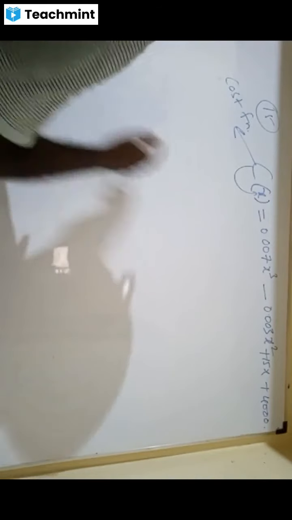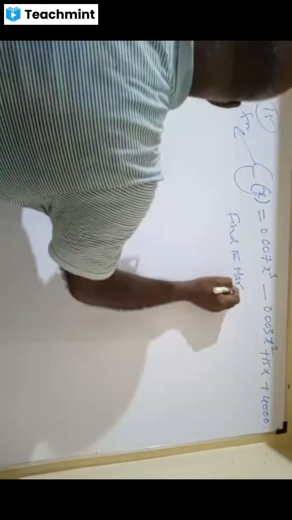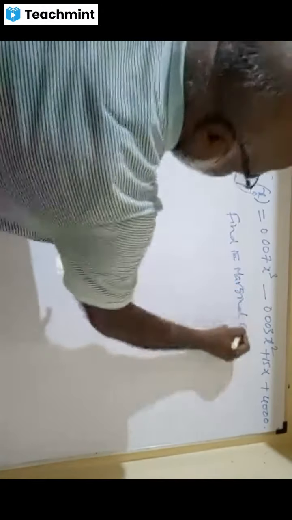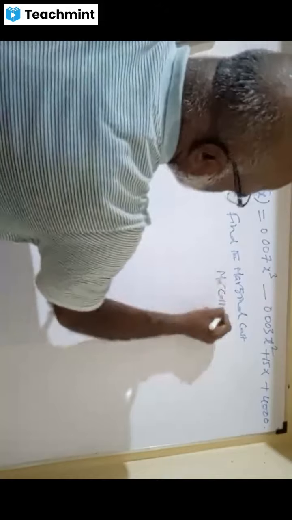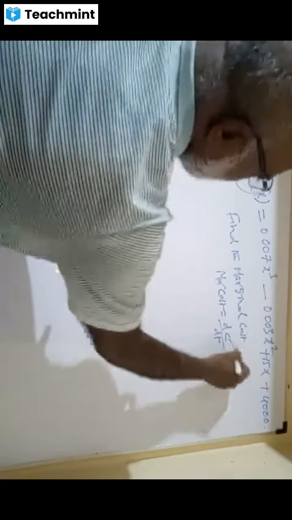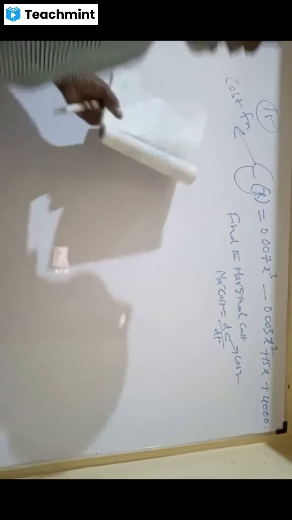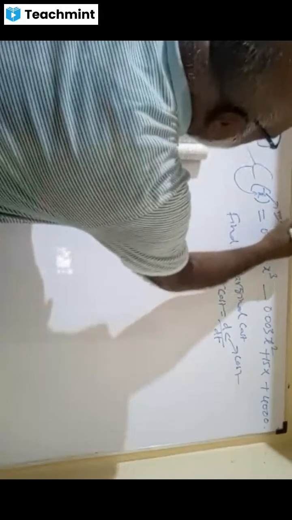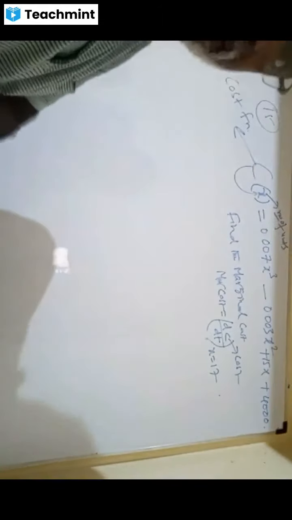Now we have to find out the marginal cost. Find the marginal cost. Marginal cost is nothing but dc by dx. That's all, the derivative of C, the marginal cost part. This is the cost. Simply find the derivative. When 17 units are produced, X is the number of units produced. So when X equals 17, you have to find out here. So simple, right?